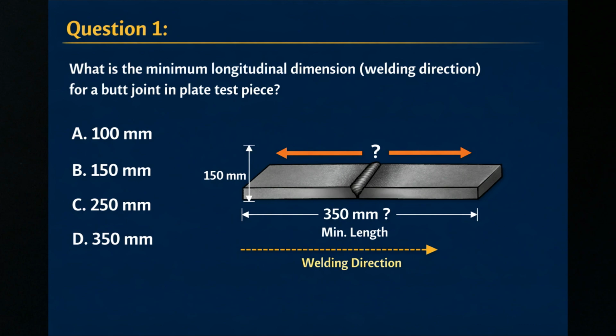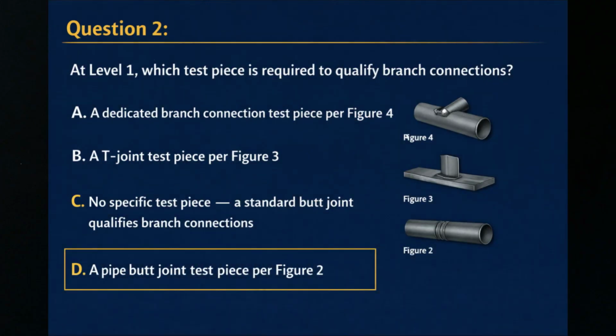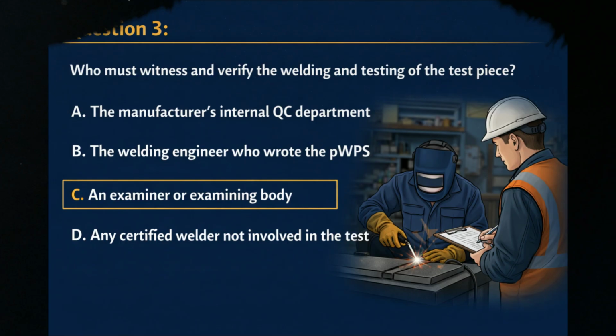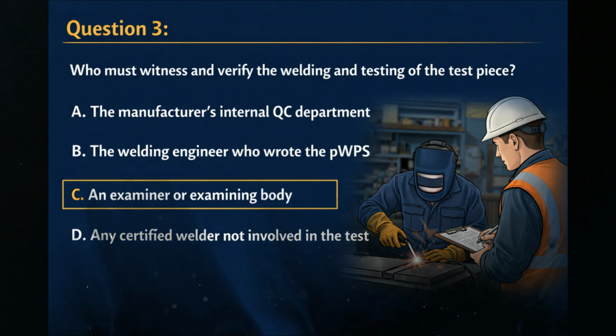Question 1. What is the minimum longitudinal dimension, welding direction, for a butt joint in plate test piece? Question 2. At Level 1, which test piece is required to qualify branch connections? Question 3. Who must witness and verify the welding and testing of the test piece?